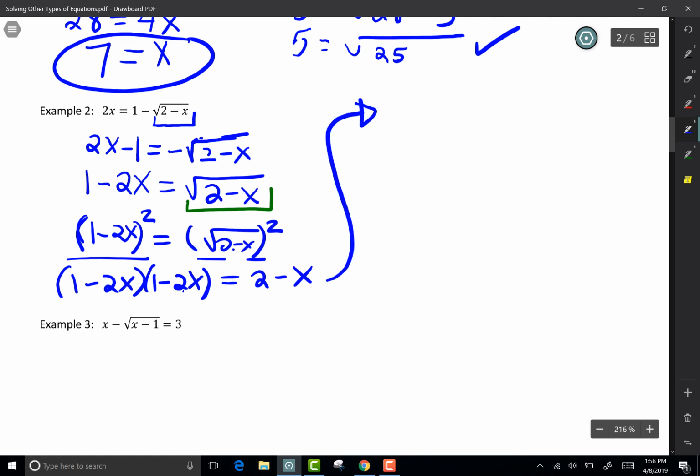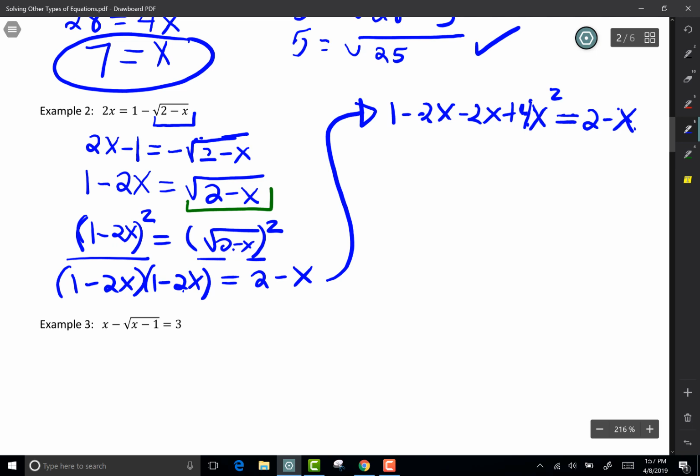Okay, so I'm going to do 1 times 1, that gives me 1. And then 1 times a minus 2x gives me a minus 2x. And then a negative 2x times a 1 is a minus 2x. And then the negative 2x times the negative 2x is a positive 4x squared. And that's all equal to what's on the other side, which is 2 minus x.